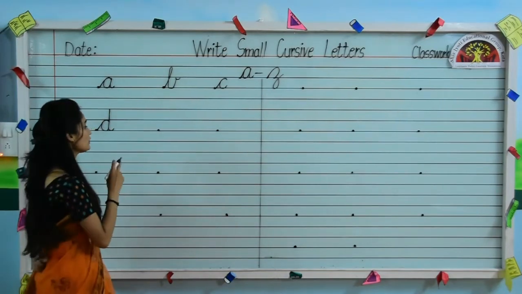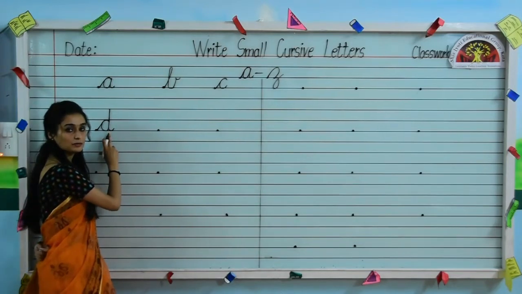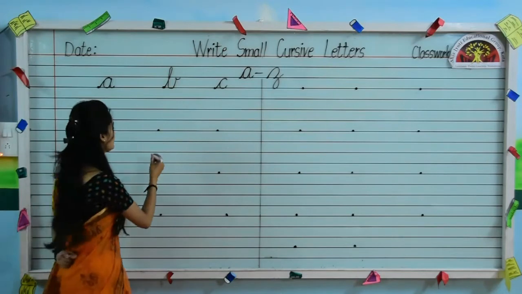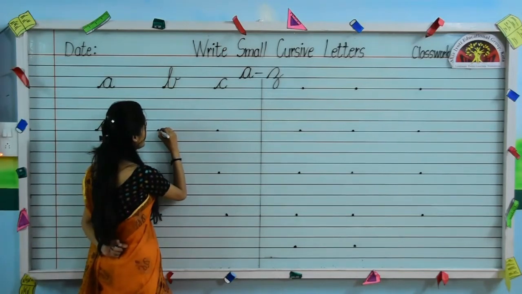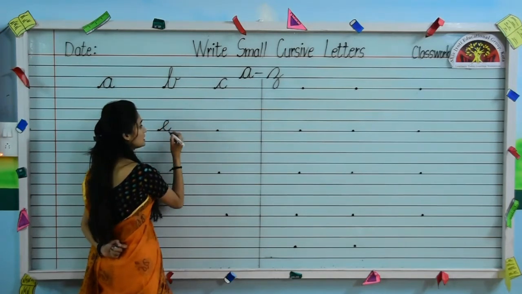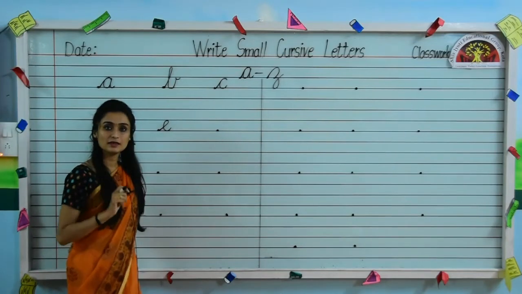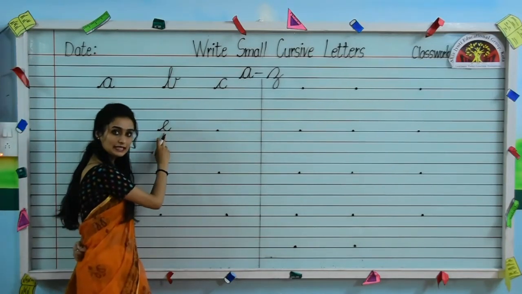Okay kids, now tell me what comes after D. Tell me fast. The next one is E. So we will write E between the second and the third line. Slanting line and a loop like this. This way you have to write your letter E.